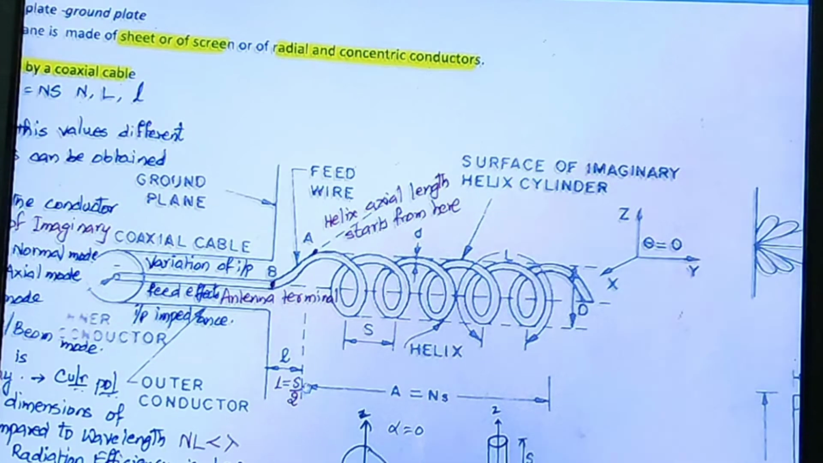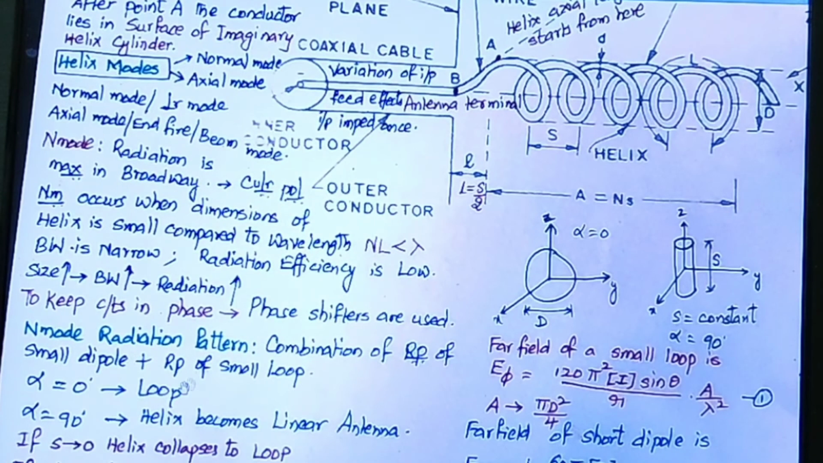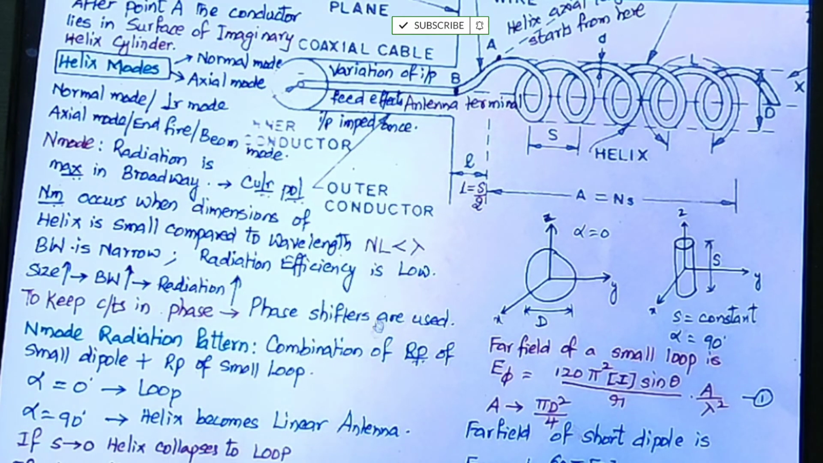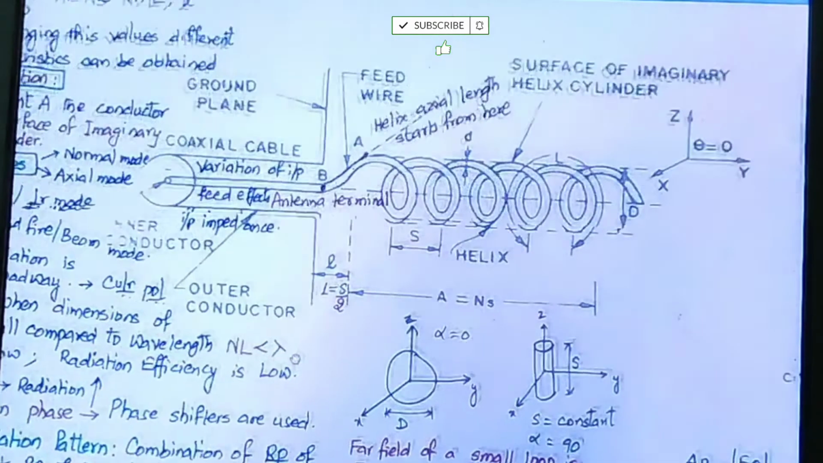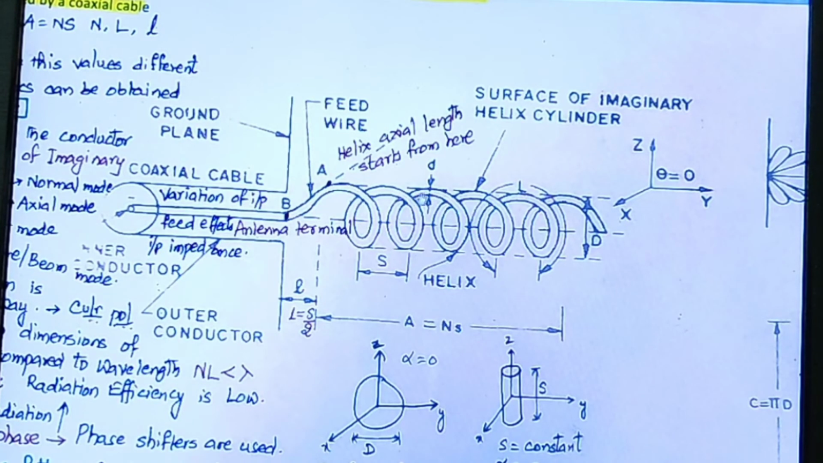Now the important point we have to notice here is the normal mode radiation pattern. We are getting the radiation pattern from this helical antenna, that too in normal mode. How is it? It is due to the combination of the radiation pattern of a small dipole antenna plus the radiation pattern of a small loop antenna. Let us see, from here to here it is a dipole antenna, from here to here it is a loop.